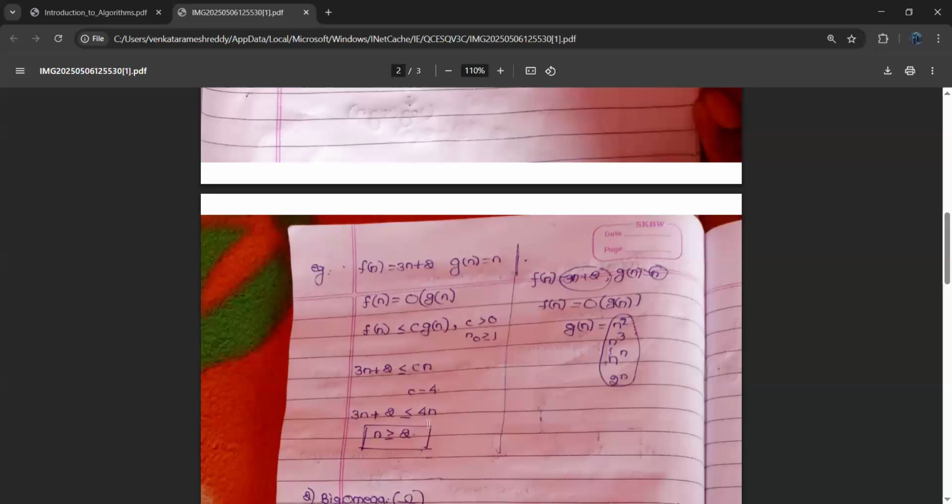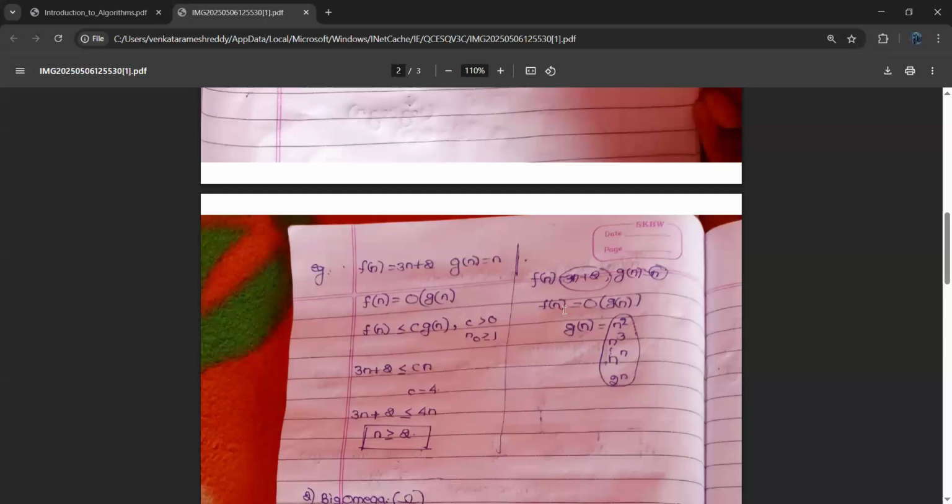Also, n should be greater than or equal to 2. In that case only, f of n is less than or equal to c into g of n, and this condition will be satisfied. You can take the values from 2 to infinity and check the condition. It will always satisfy this condition, and by satisfying this condition, f of n is less than or equal to c into g of n, we can say that f of n equal to order of g of n. Here f of n equal to 3n plus 2 and g of n equal to n.